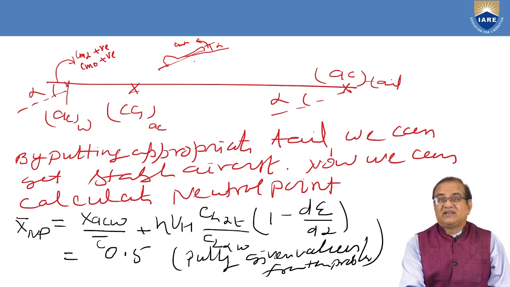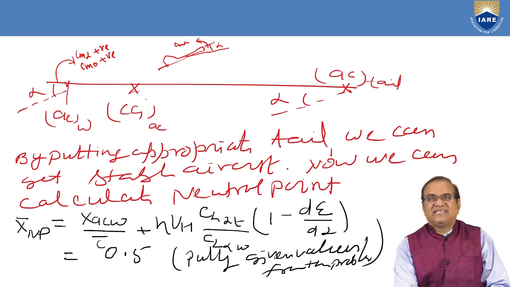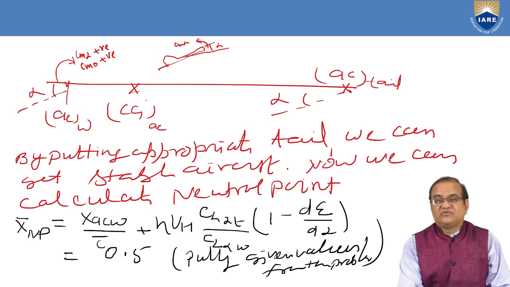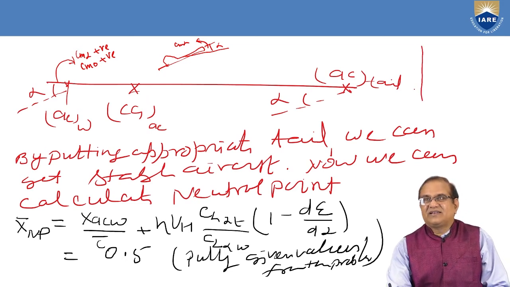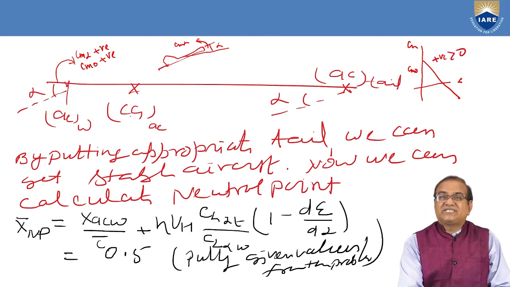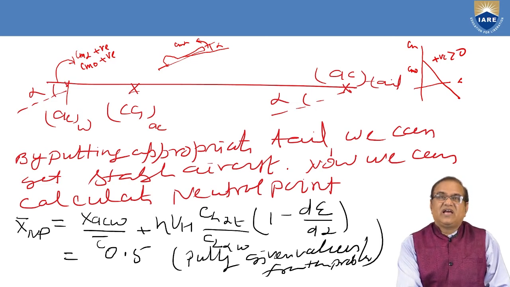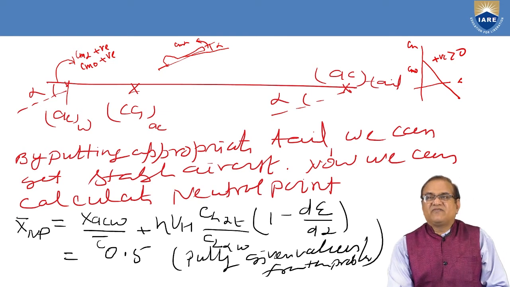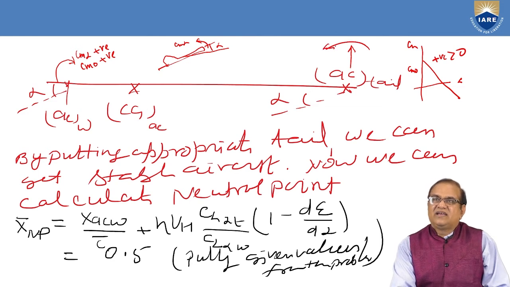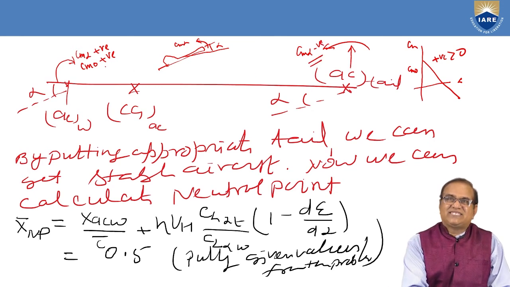But how to make it stable? Because we want Cm naught positive. If we keep the aerodynamic center behind the CG, our Cm naught will be negative. To have static stability, this Cm naught should be positive, or greater than 0. This can happen only when the aerodynamic center is ahead of the center of gravity. And if it is like this, the tail plays a very important role. The tail will generate a lift in this direction, and this lift will make a Cm alpha negative, and this Cm alpha positive.